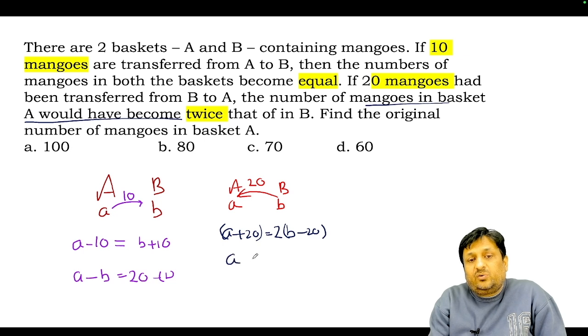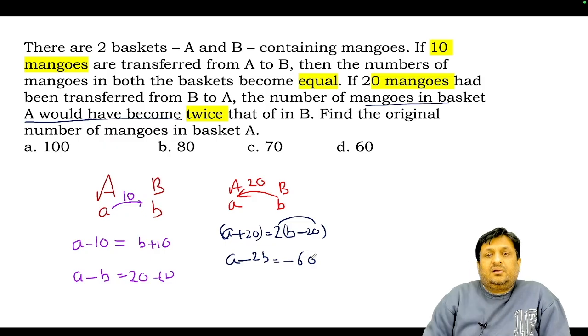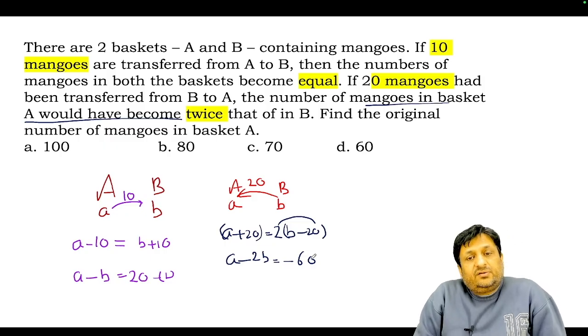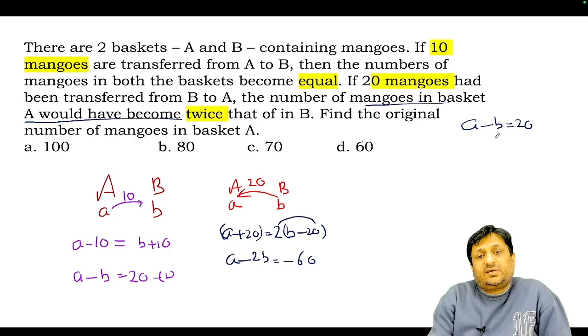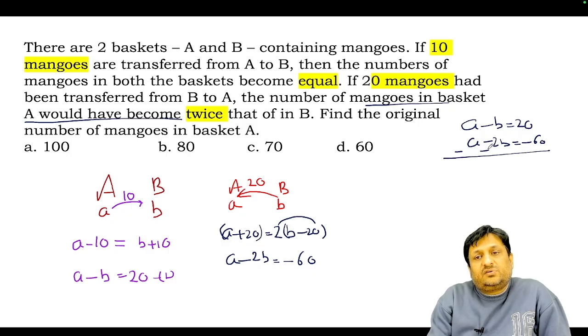From here, I am getting the equation as A minus 2B equals minus 40 and minus 20, which will be minus 60, isn't it? Okay, so these are my final two equations. Let's solve them. So the first equation was A minus B is equal to 20, and the second equation is A minus 2B is minus 60. So if I subtract the second equation from the first equation, what will I get? I will get B as 80. The number of mangoes in B is 80.